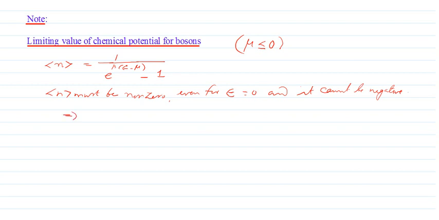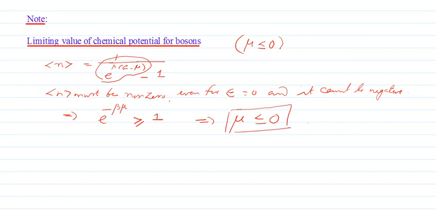Therefore, what does it mean? We have to look at the expression e raised to minus beta mu. You substitute e equal to 0, then e raised to minus beta mu should be greater than or equal to 1, isn't it? If it is less than 1, of course n is going to be negative, so it should be greater than or equal to 1. That means mu should be less than or equal to 0. That is a logical conclusion for bosons.